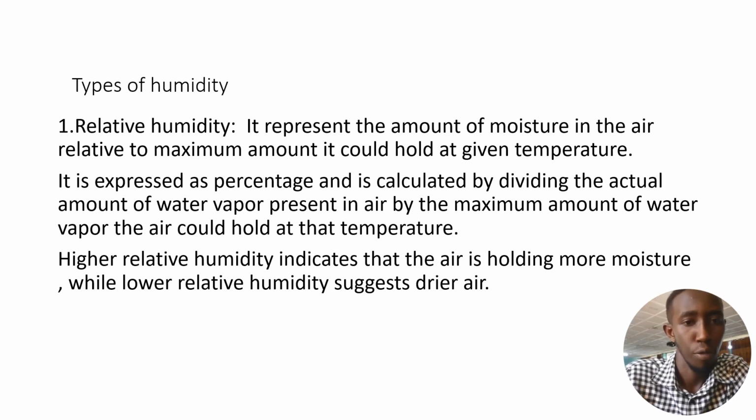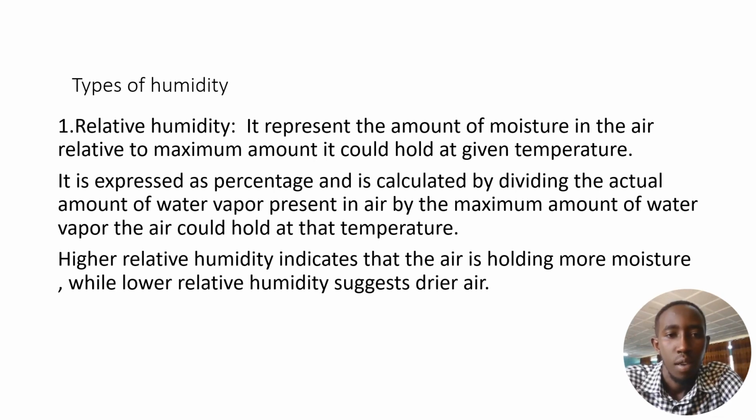The next slide is the types of humidity. Here, you have two types of humidity. First one is relative humidity, and the second one is absolute humidity. Let us start from relative humidity and explain it. Relative humidity represents the amount of moisture in the air relative to the maximum amount it could hold at a given temperature.